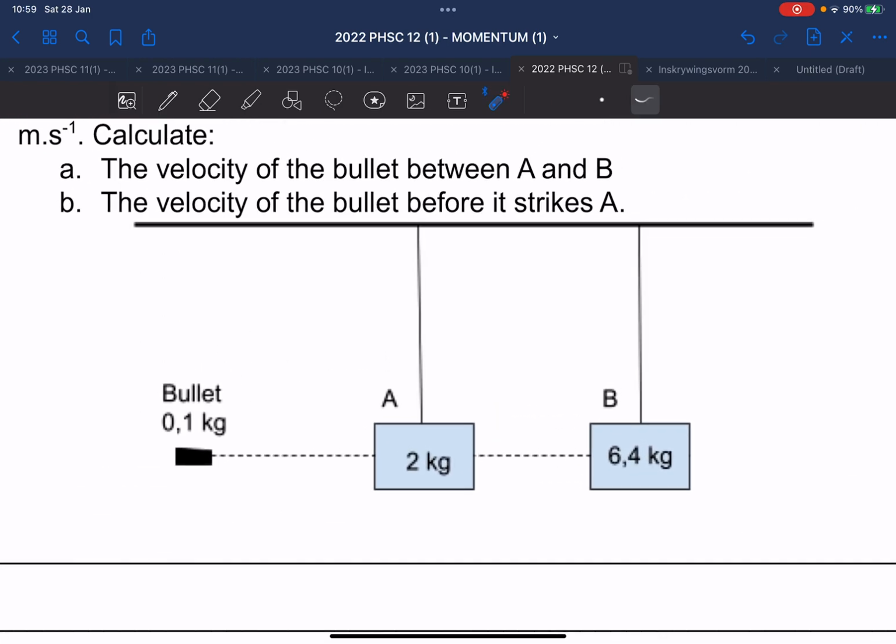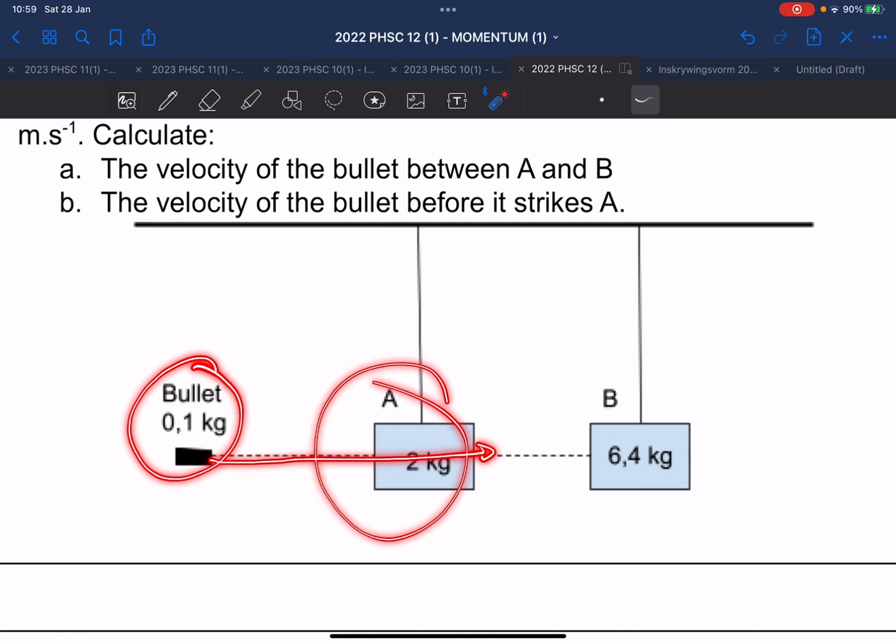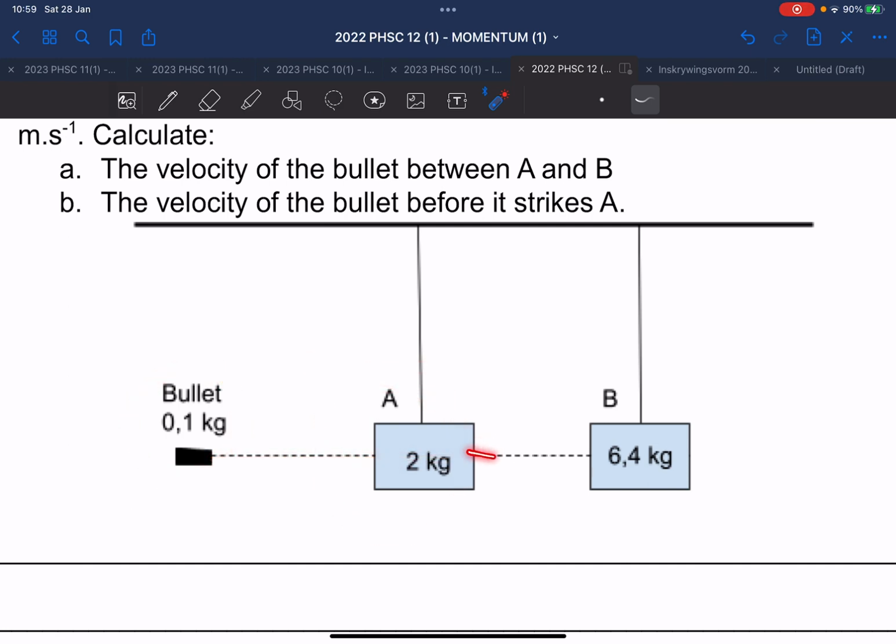Let's just look here. What happens is this bullet goes through A, so there's one collision. And then the bullet sits inside B. Because of that, the two blocks now swing because of that force. Now, what does your common sense tell you? When this bullet goes through A, what do you think will happen to A? It will have a hole in it, it will break. So the mass will change.